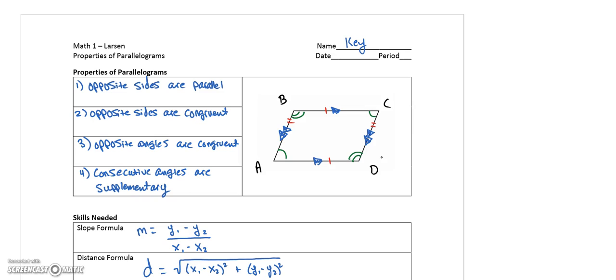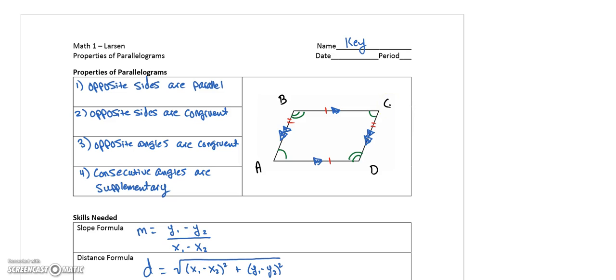The other one we have is consecutive angles are supplementary. So consecutive means two in a row. If you start with one angle, go around either clockwise or counterclockwise, and the very next one you get to is the consecutive angle. So for example, A and B are consecutive, A and D are consecutive. B and C are consecutive, B and A. C and D are consecutive, C and B. D and A are consecutive, D and C are consecutive.